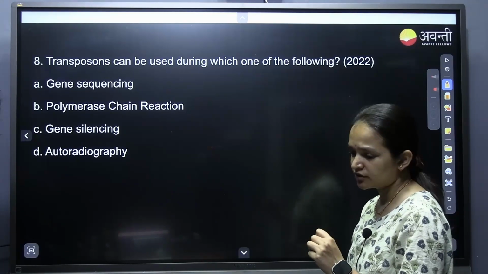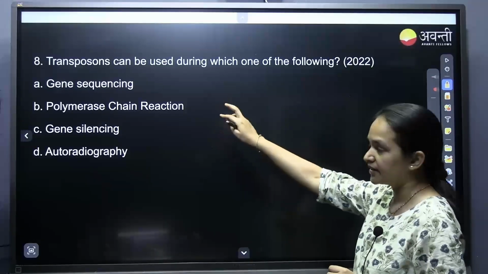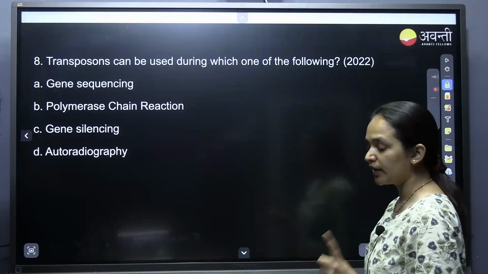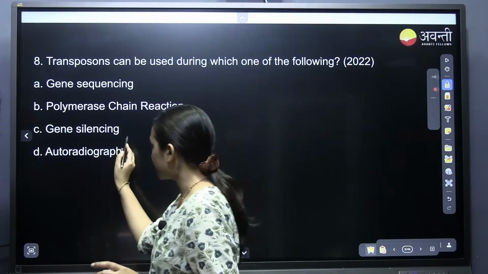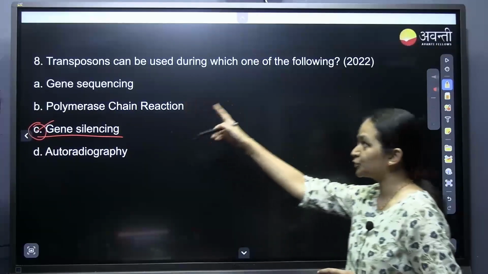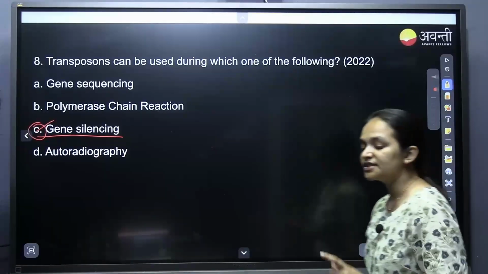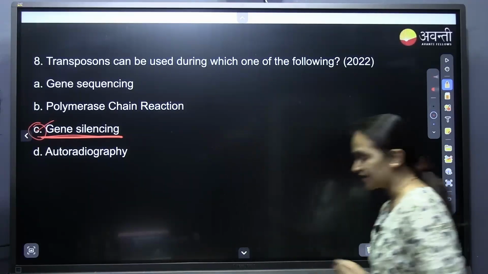NCERT based question. In NCERT about transposons, retrotransposons, they have written retrotransposons. Where? Yes, in RNA interference. Very good Kiran, very good Sakshi. In RNA interference, you can see that the transposons are used. That is gene silencing. So, C is the correct answer.